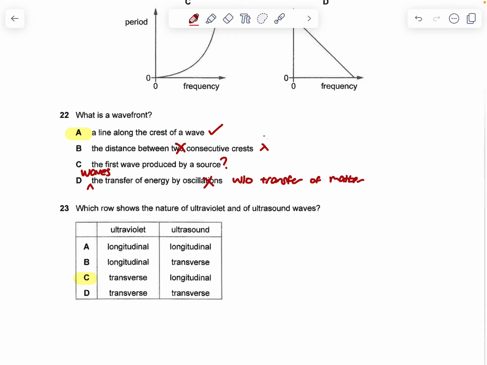Okay, question 23. Which row shows the nature of UV and of ultrasound wave? As you know, UV is an EM wave, so it's transverse. Ultrasound is just sound, which is longitudinal.